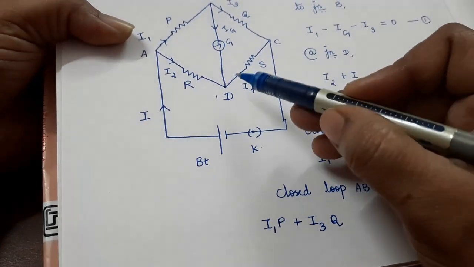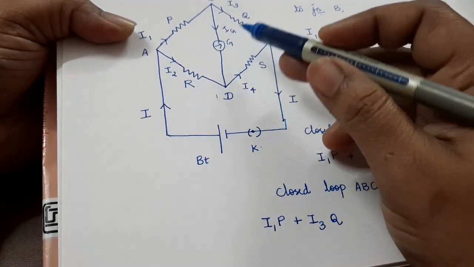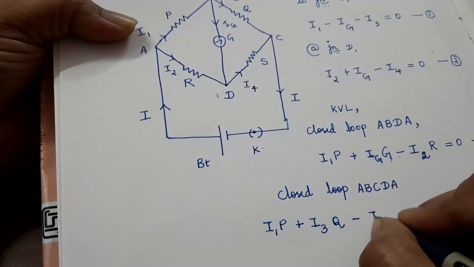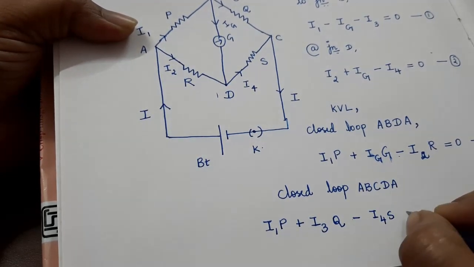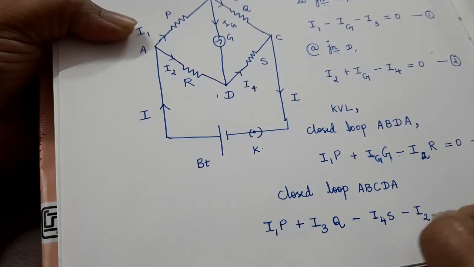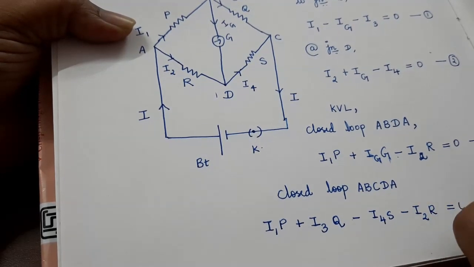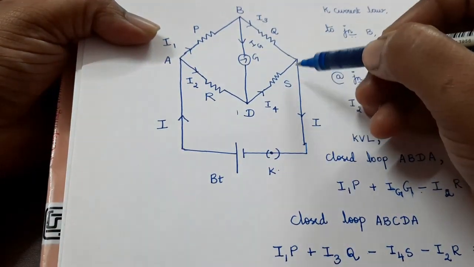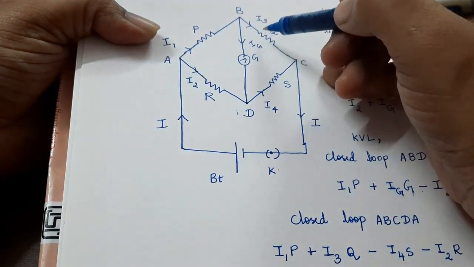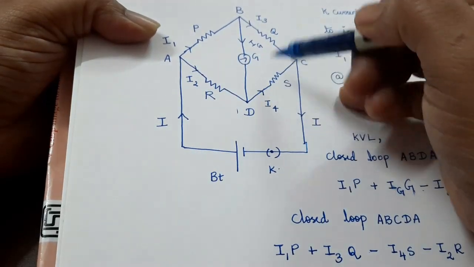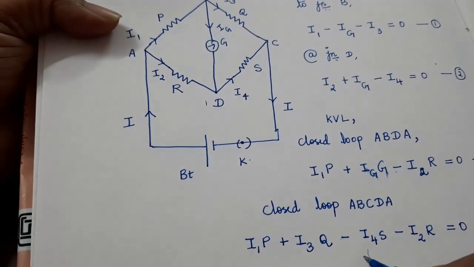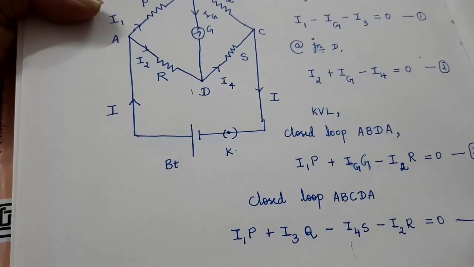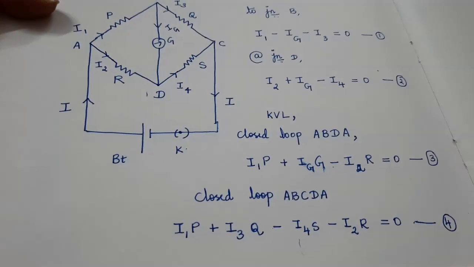Again this is plus I3Q, but I4 and I2 are in the opposite direction, so it is minus I4S minus I2R equal to 0. I1 and I3 are going in one direction, and I2 and I4 are going in the other direction, so it is a minus sign here. So this is equation 4.